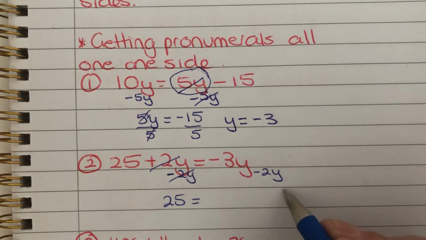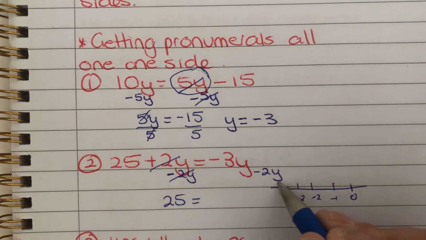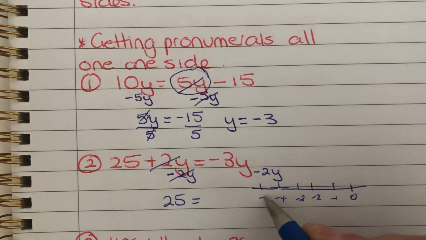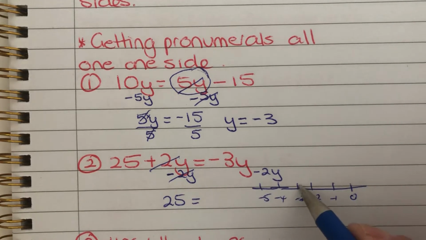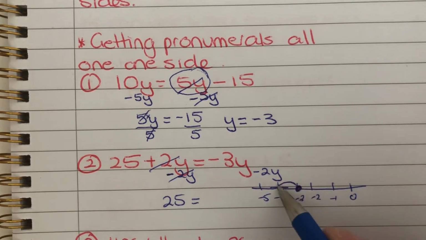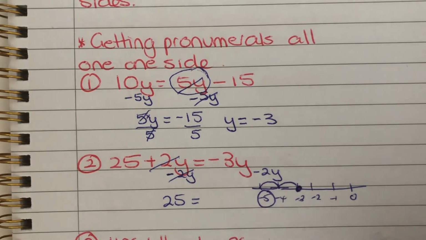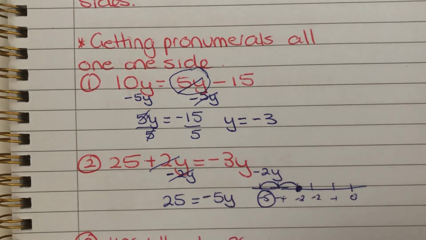Don't forget your number line. So you're at 0. Now this starts us at minus 3y, so we're going to start at minus 3. And we're going to move negative, which is to the left, 2 spots. So we're going to end up at minus 5. So here we have minus 5y.